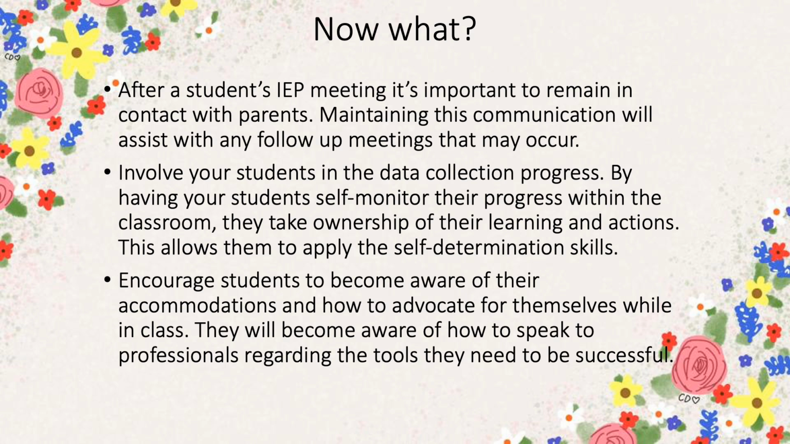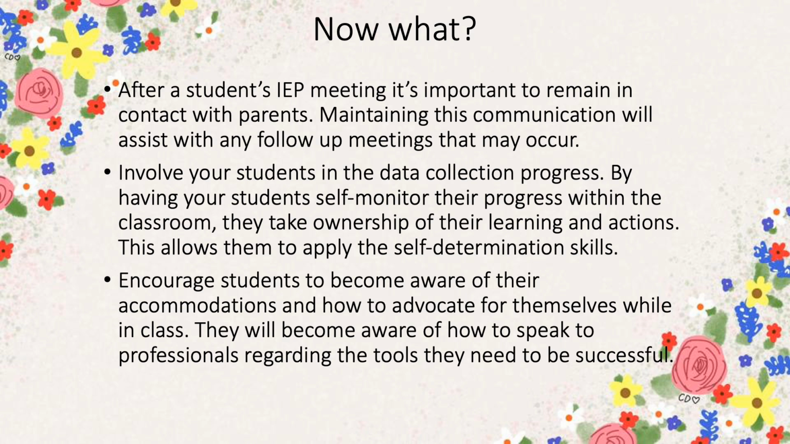By having your students self-monitor their progress within the classroom, they take ownership of their learning and their actions. So self-advocacy, when you're teaching these students about the IEP process, it's not like you've taught them it and now you're done. You have to then teach them how to apply those skills in the classroom. How can you help them track their progress? We use the Wilson curriculum a lot for some of my students, and in Wilson, it helps them self-monitor. They watch their reading progress. How can you also do that with your students' IEP goals?